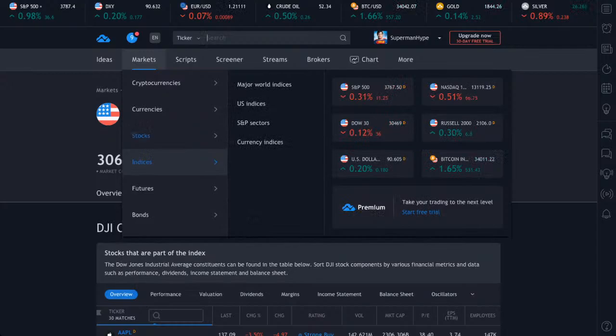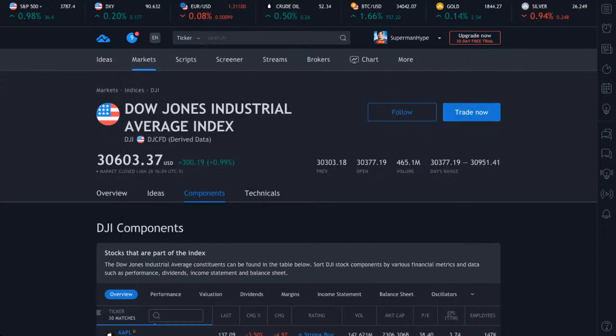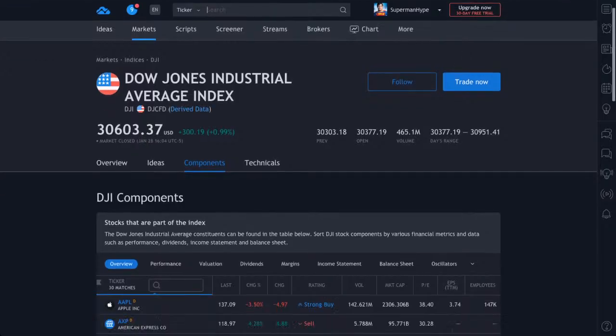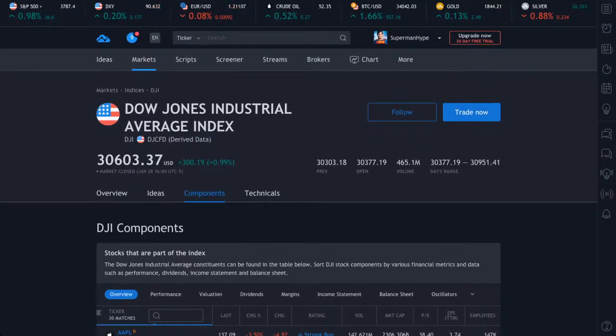So let's have a look back at. I think we're on this one. We'll close out of that one, and we'll just go back on this page.